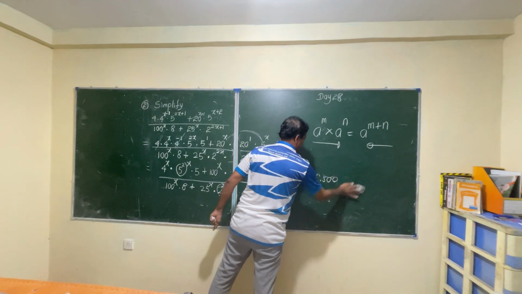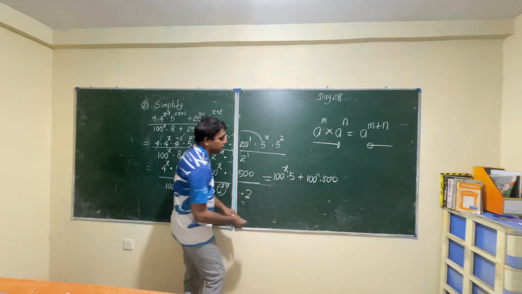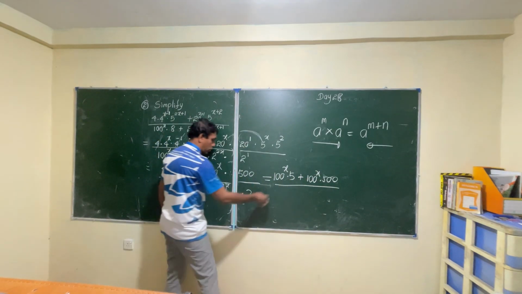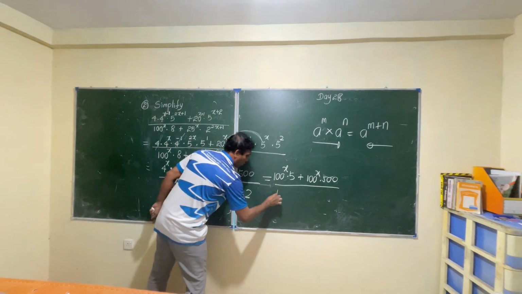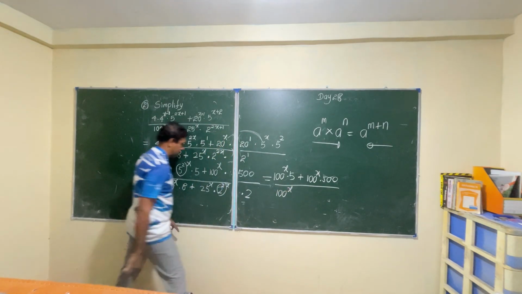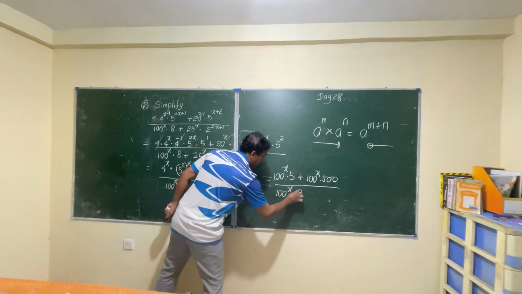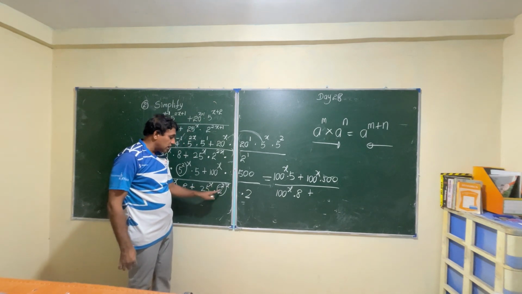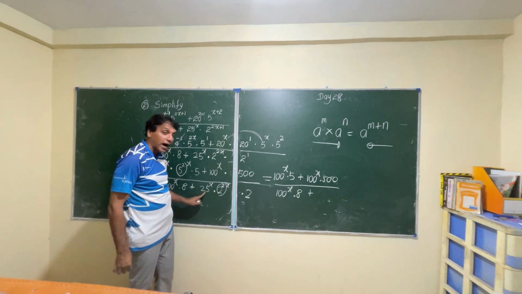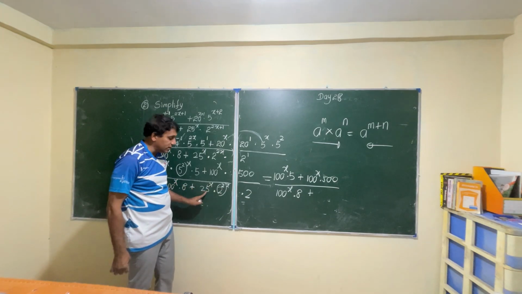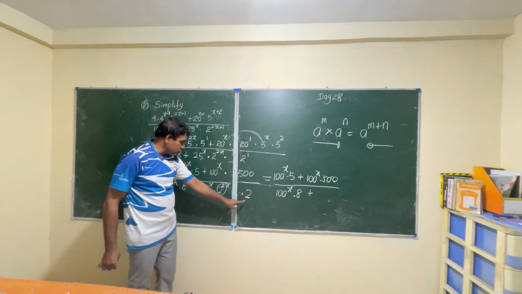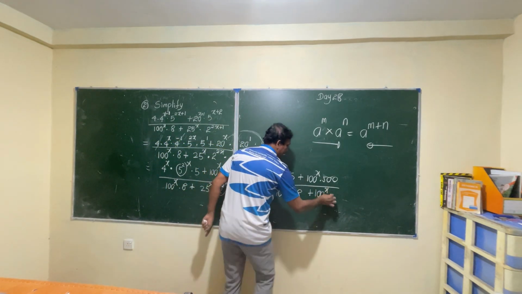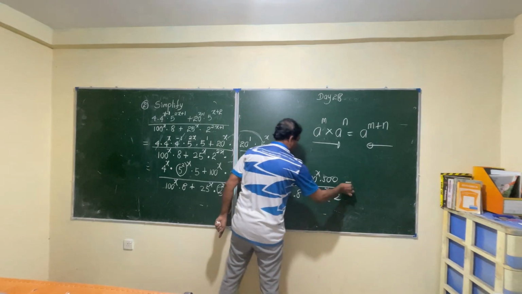Continue this process to simplify into the simple form. What is the expected answer? Simplify 100 to the power x over, what is below? 100 to the power x into 8 positive. Here 2 squared is 4, into 25 is 100. Here also 100, and here 2, therefore 100 to the power x into 2, okay?